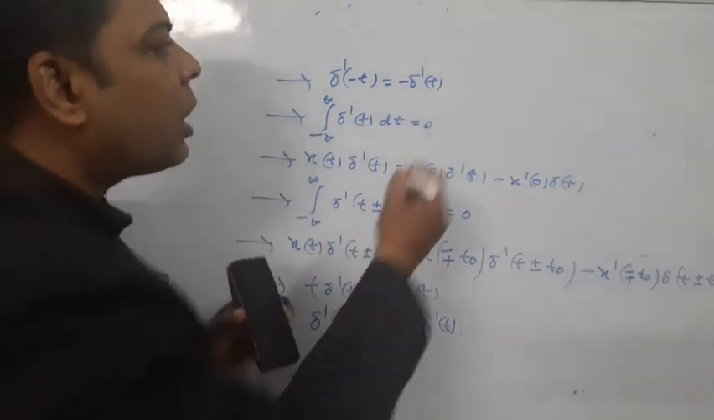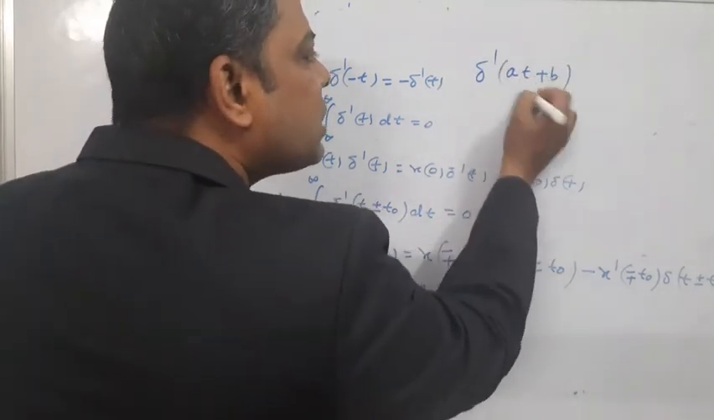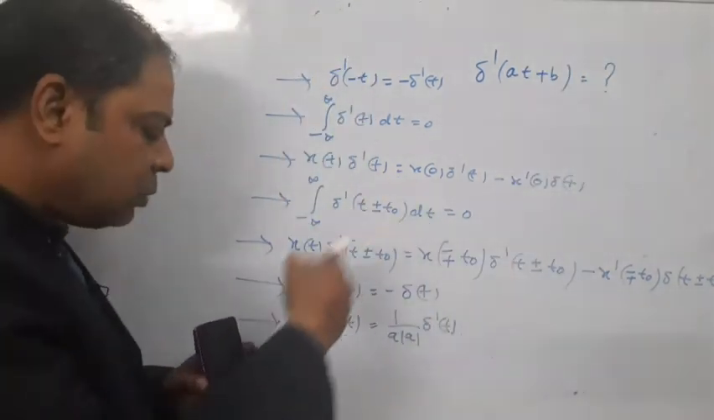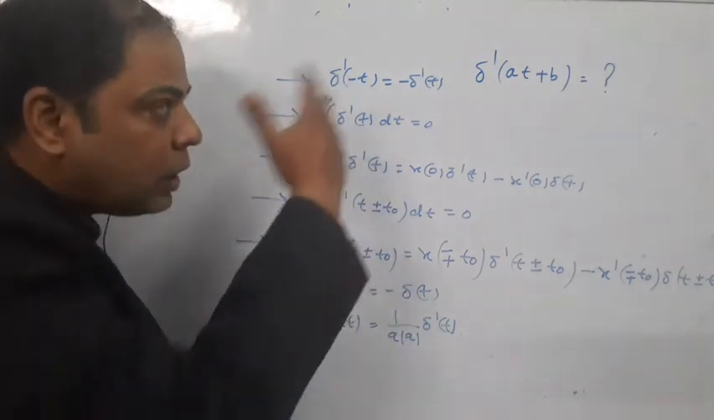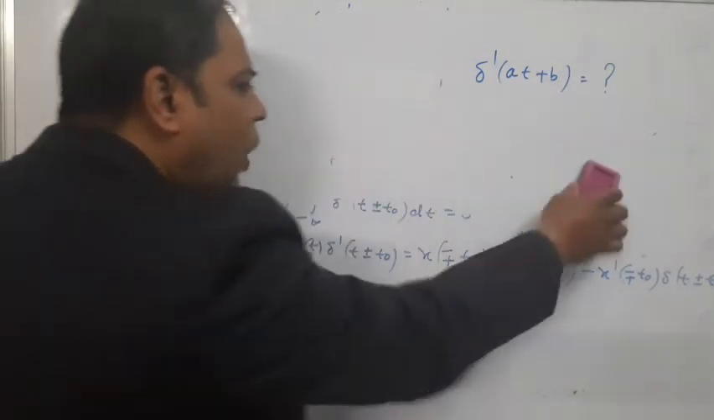Suppose I consider del dash a plus b, another constant I am introducing, then what will be its result? So this is one of the most important properties in the case of your doublet function. So now let me discuss this property. Okay, so see what you have to do.